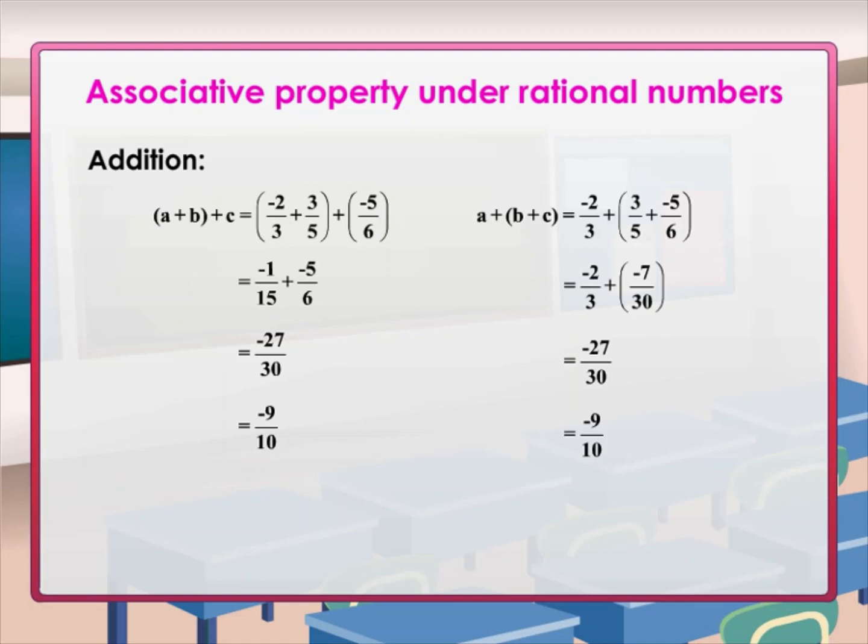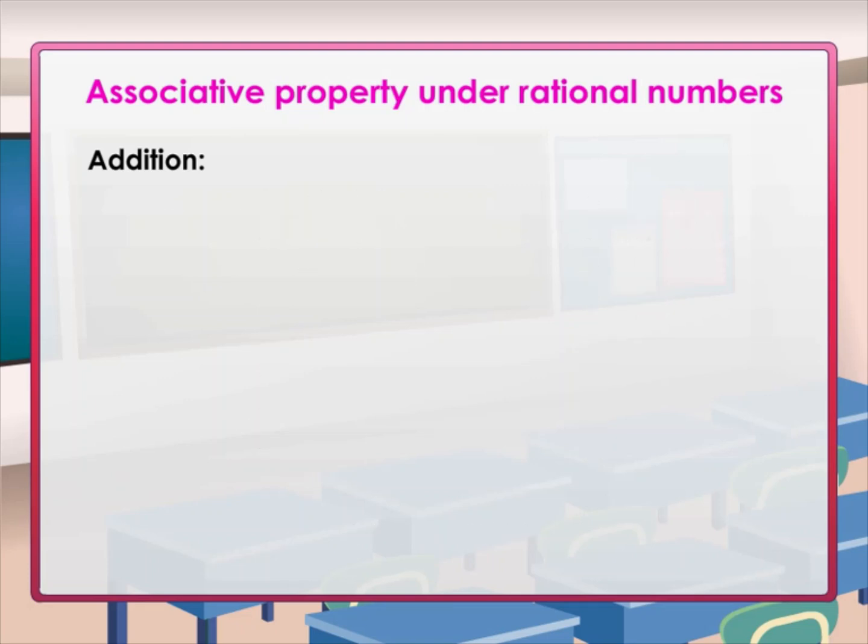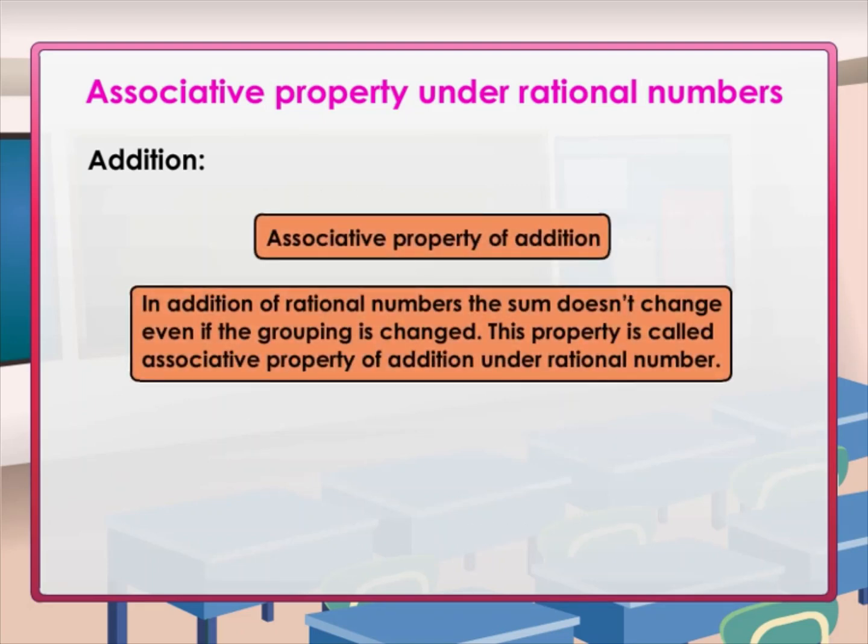So what we have proved for three numbers is that it doesn't really matter in which way you group them when adding three numbers; the way in which you group them gives you the same result always. In addition of rational numbers, the sum doesn't change even if the grouping is changed. This property is called associative property of addition under rational numbers.